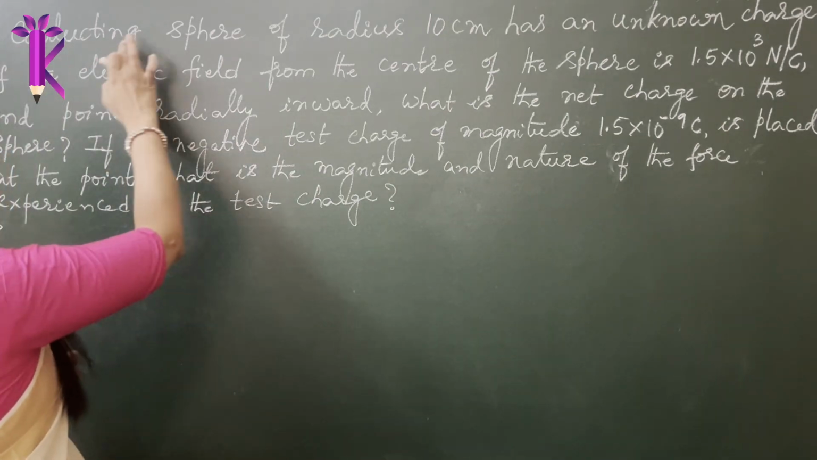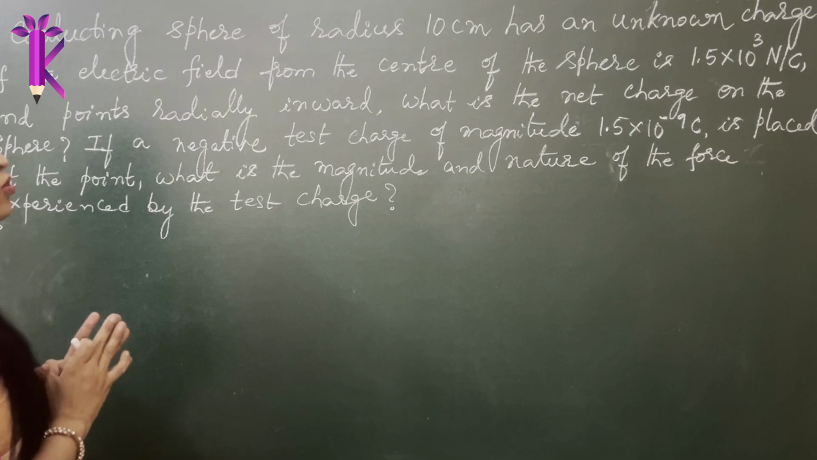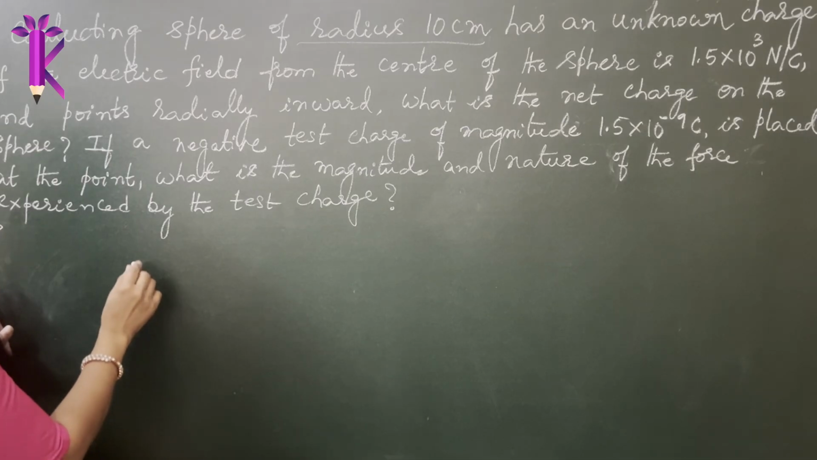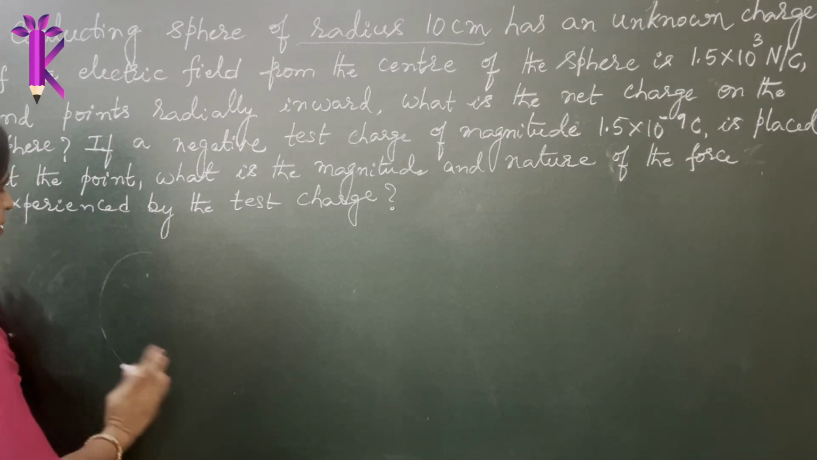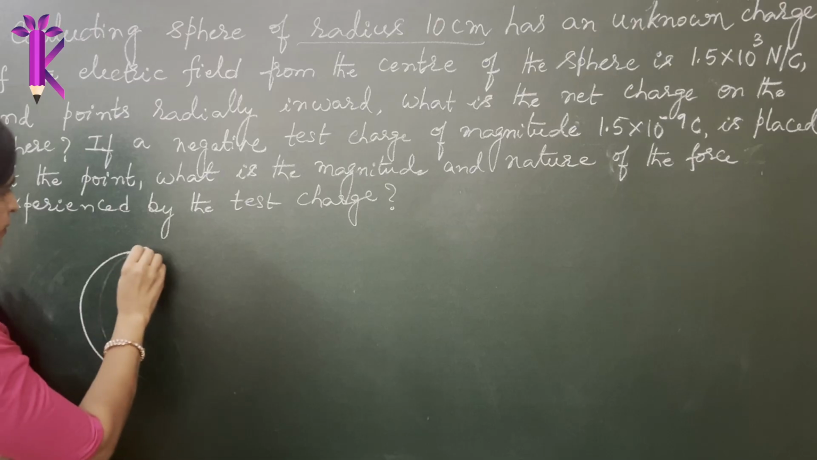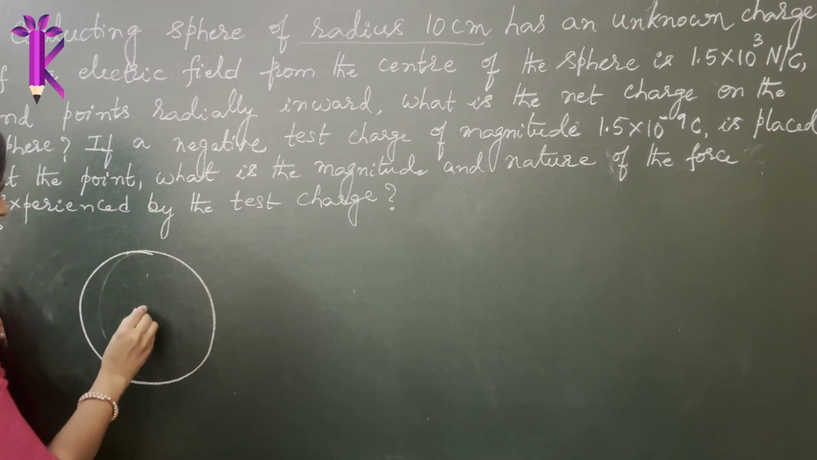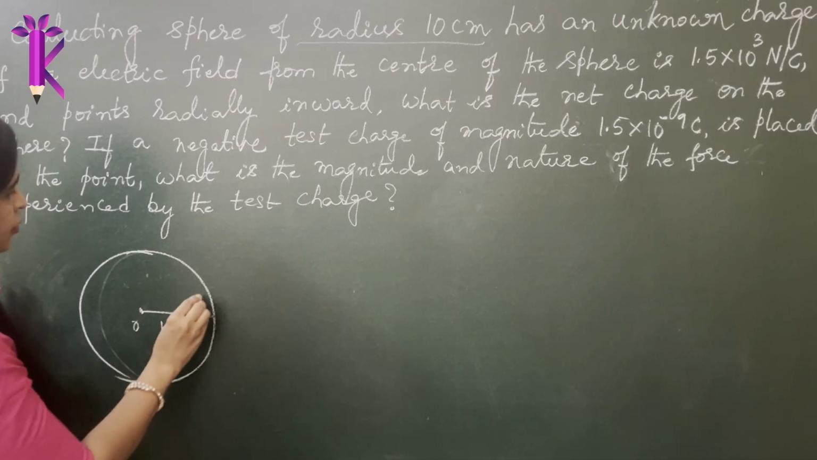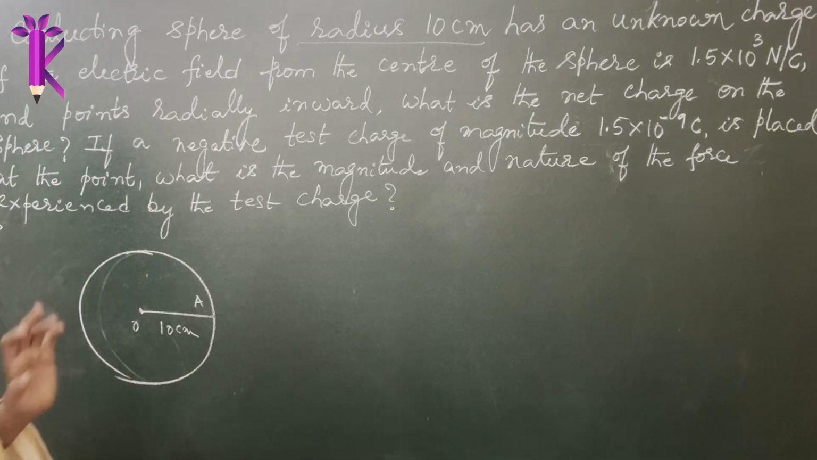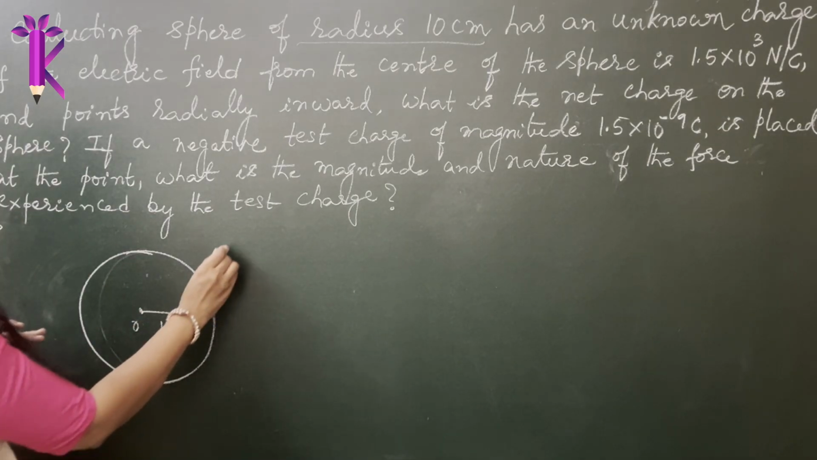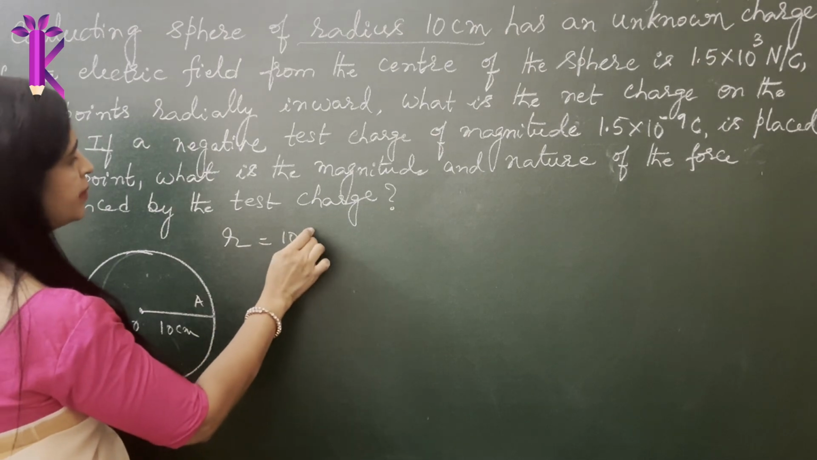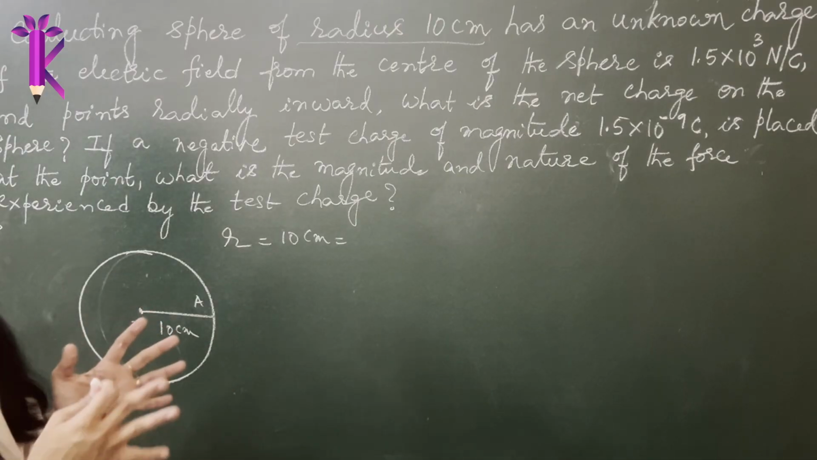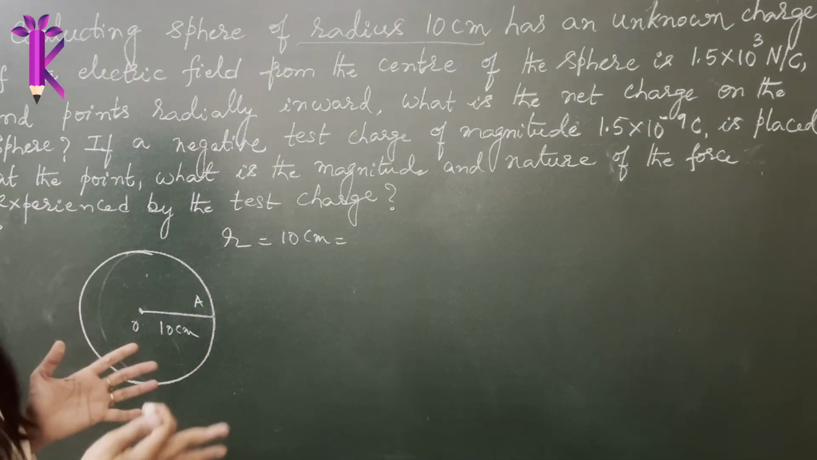Okay. Conducting sphere of radius 10 centimeter has an unknown charge. Okay. So there is a sphere of radius 10 centimeter and it has an unknown charge. So let's write that sphere first. Assume this is the sphere. Of radius how much? 10 centimeter. So let the radius be 10 centimeter. Let's call this point O. Let's call this point A. So the radius of the sphere is 10 centimeter. R is equal to 10 centimeter. Now 10 centimeter we need to convert it into meter, which we will do later after reading what is given, whether we require the conversion or not, right?